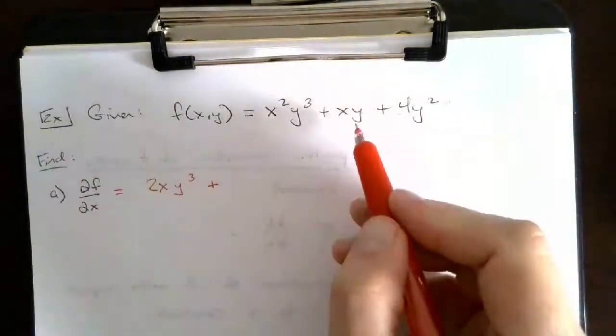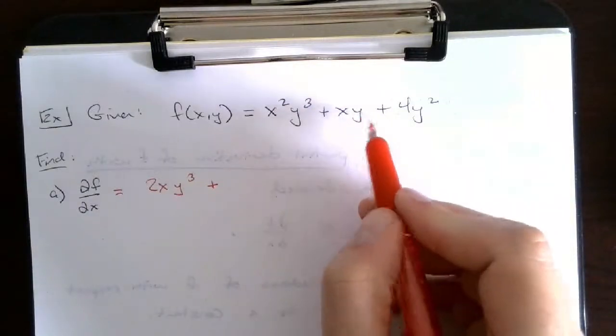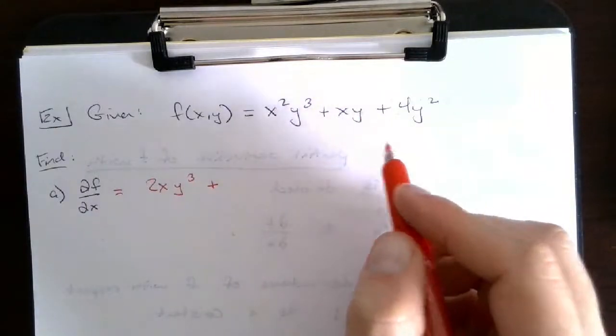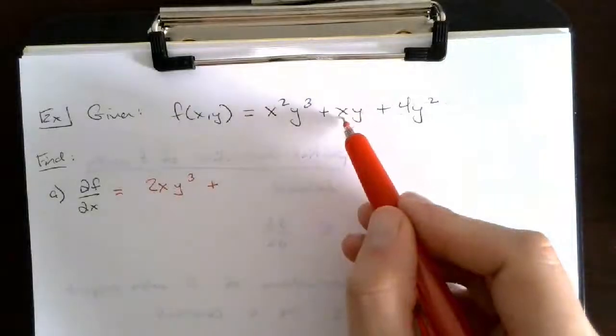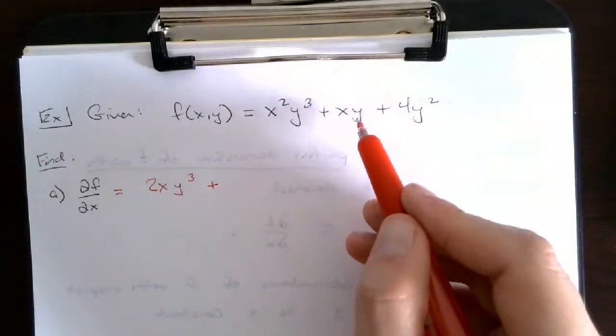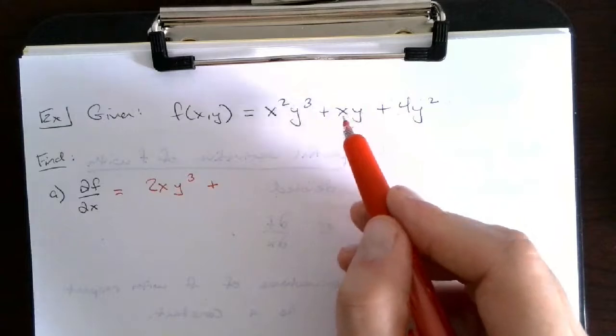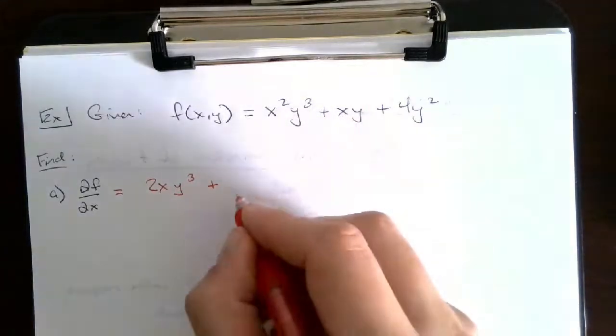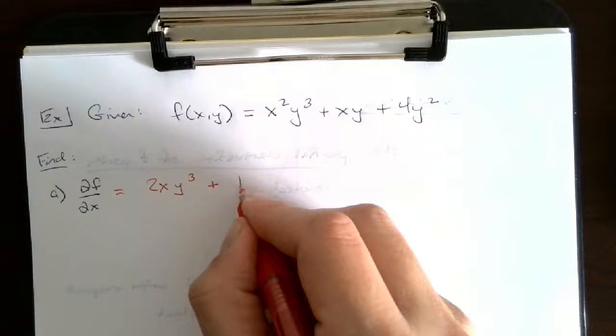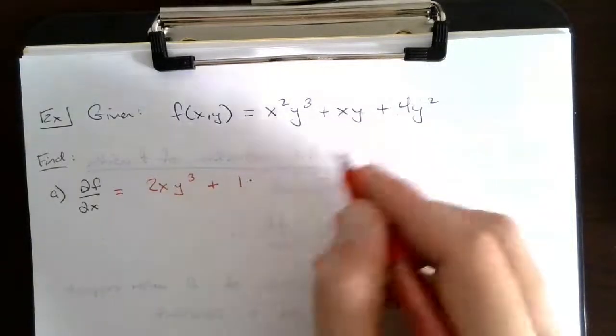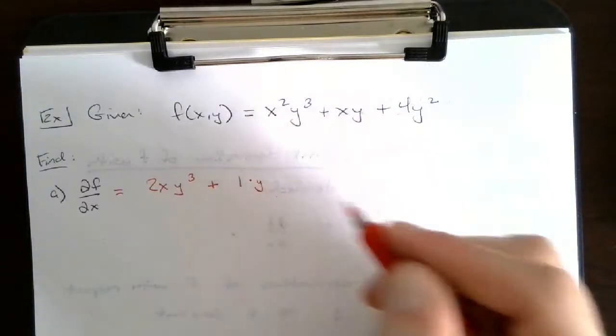Plus the next term, the derivative of x times y. Well, what's the variable and what's the constant? The variable is x, because we're differentiating with respect to x. The constant is y, so the constant always stays. When you have a constant times a function, you take the derivative of the function. The derivative of the function x is just going to be 1, times the constant y.